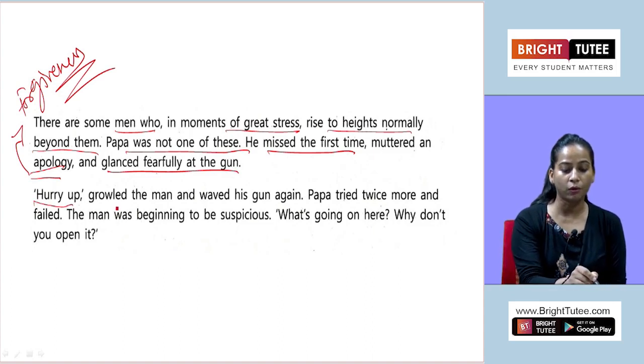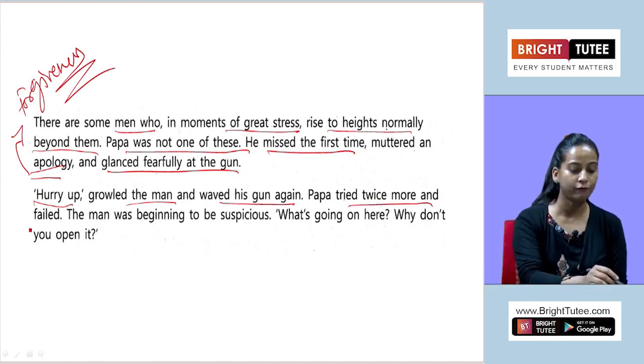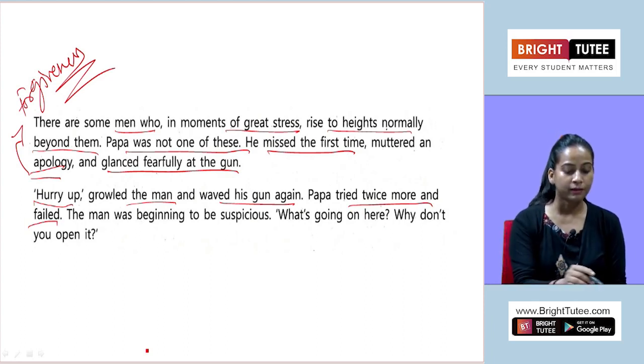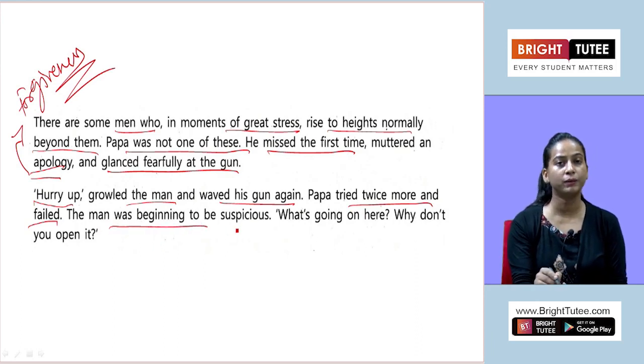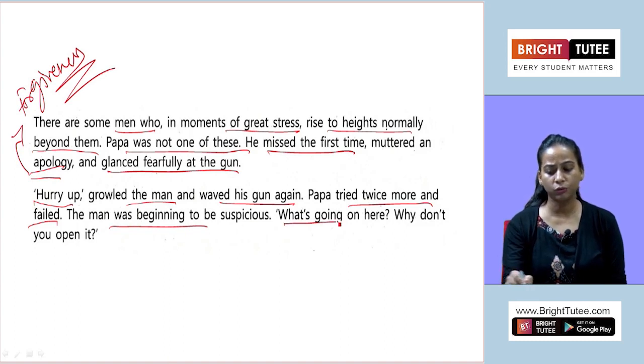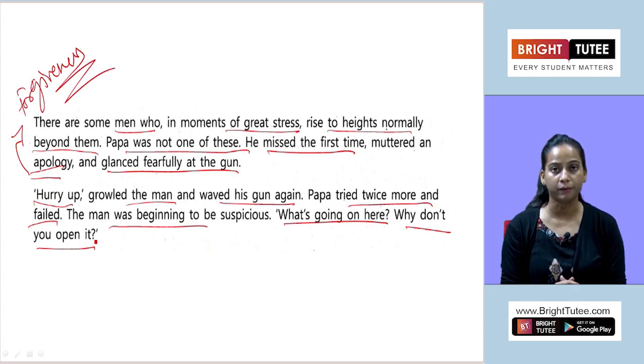Hurry up, growled the man and waved his gun again. The man was getting restless, he was not able to wait too long, and he said, hurry up. Then Papa tried twice more and failed. Again he tried two times, but this time also he totally failed in opening the safe. The man was beginning to be suspicious. Now the man had some doubt. He asked, what's going on here? Why don't you open it? So he asked Papa what's going on and why he was not ready to open the safe.